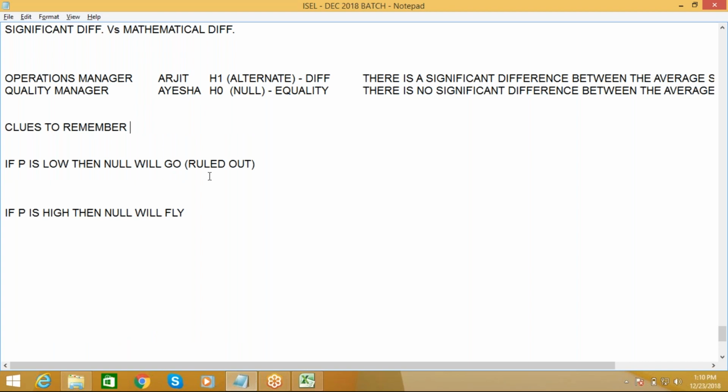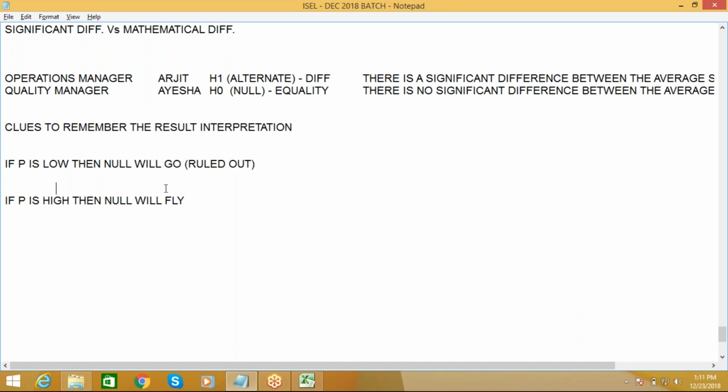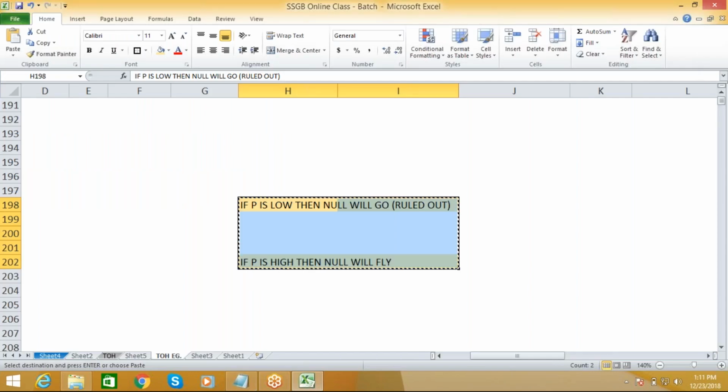So if p is low, then your null will go. And if p... okay, clues to remember the result interpretation. This is how we interpret the result. Yes, so I put both the clues. Whichever you find easy to remember, you can choose that. Okay, now with these clues in mind, let's proceed.